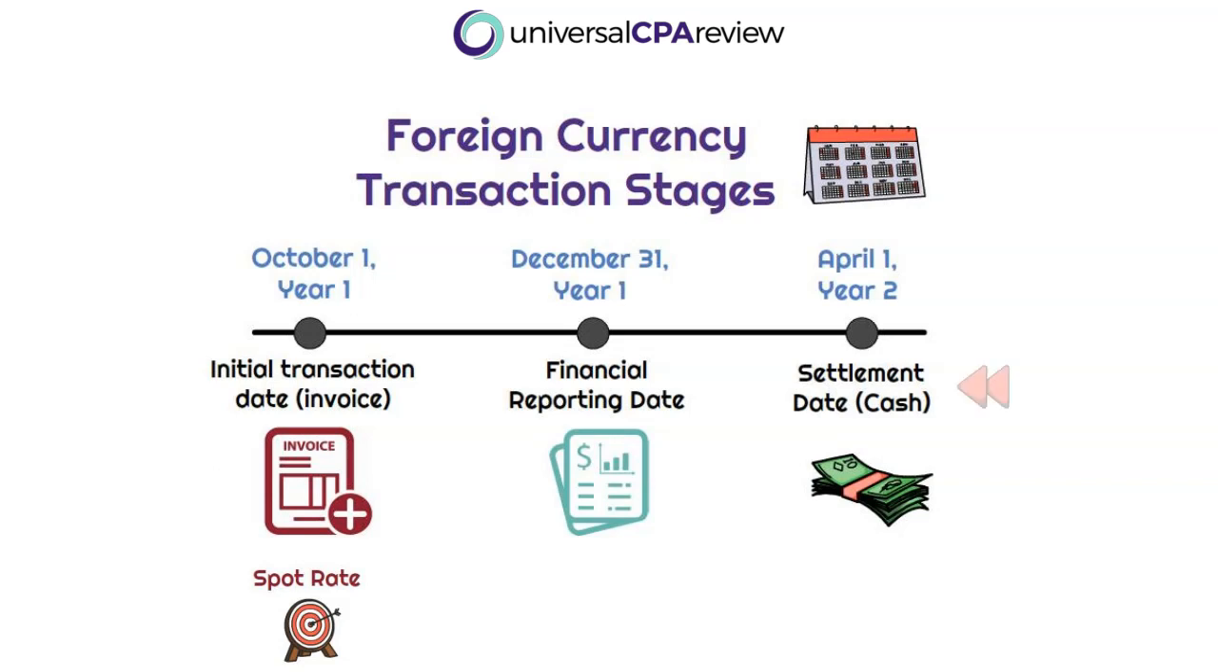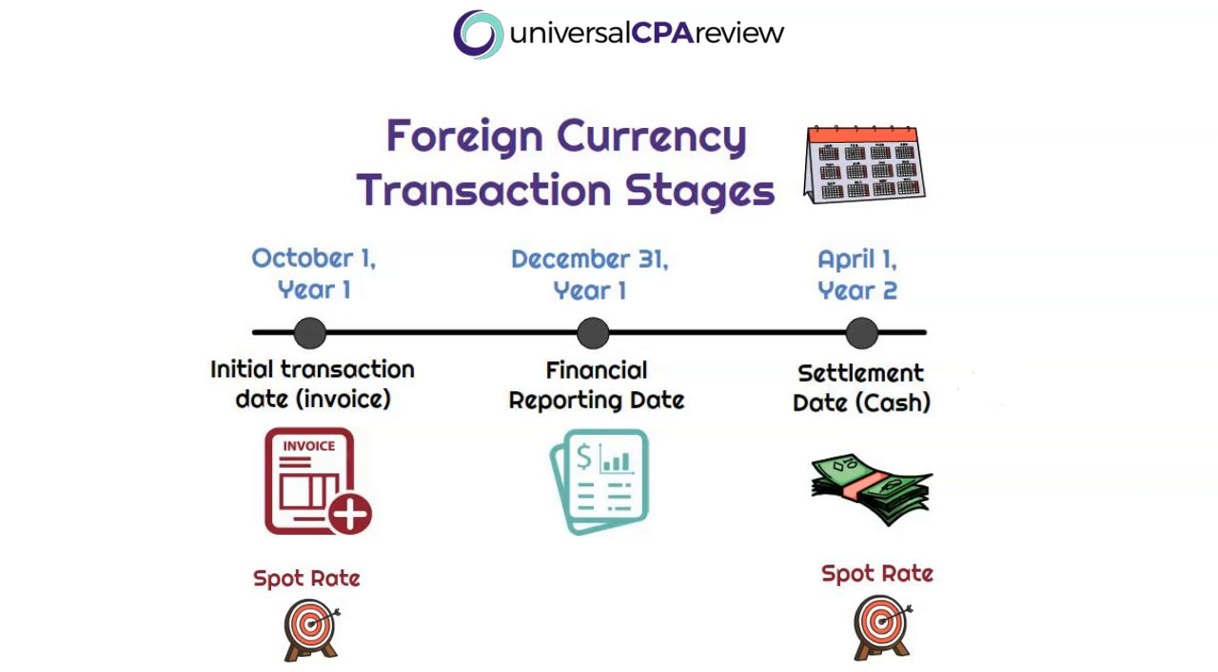And when we actually pay the invoice, that's the settlement date. So in this example, let's say that's April 1st, year two, right? That's quite a few months later, but ultimately we pay the invoice. And again, on the day that it's paid, we use the spot rate. Now, there's likely going to be a difference in the spot rate between the initial transaction date and the settlement date, and that's going to result in a gain or loss.